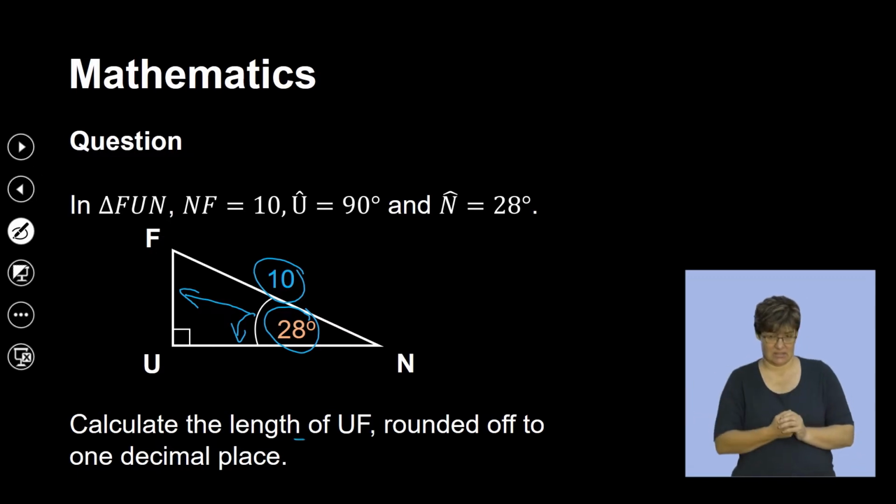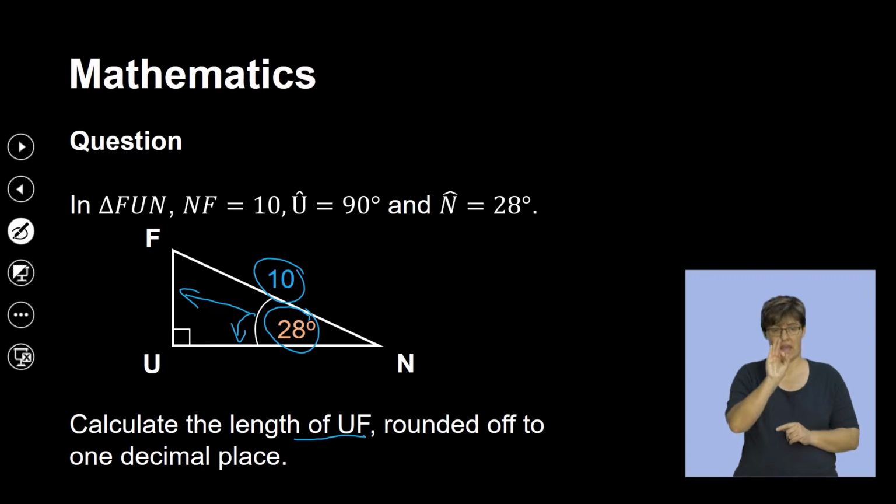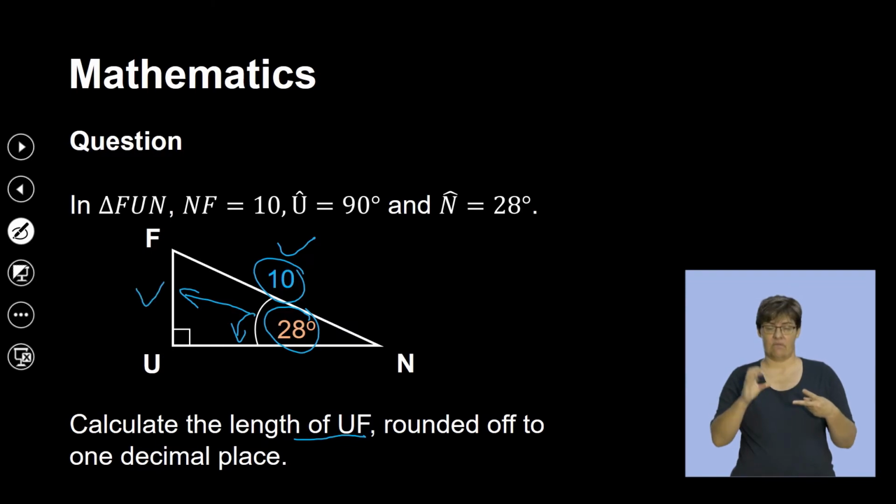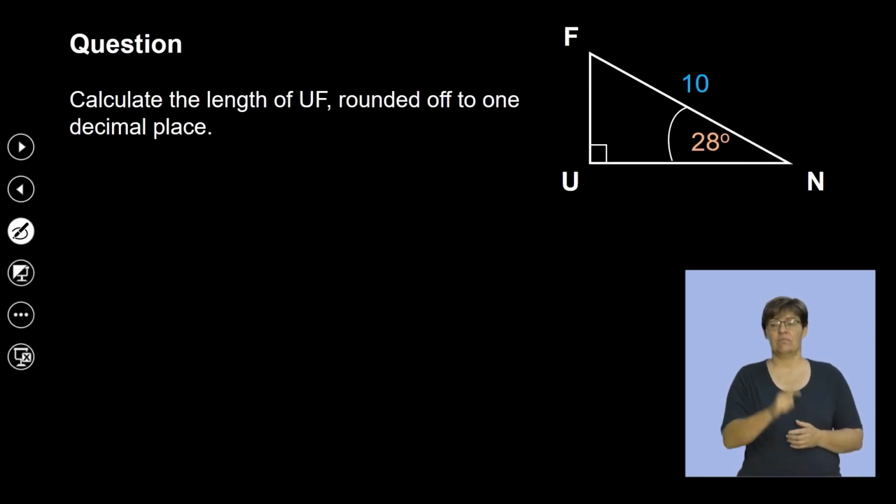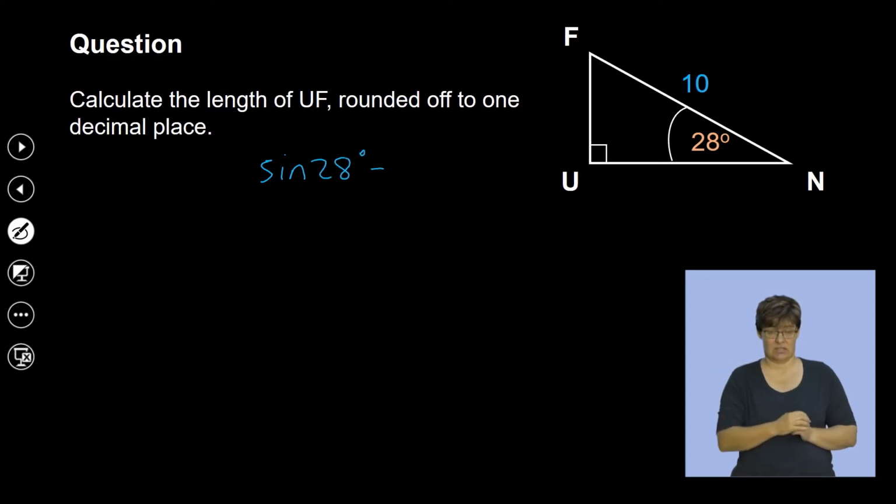The question wants us to find the length of UF, right? Rounded to one decimal place. So UF will then be the opposite side. So remember, I have the hype, I have the opposite, or I'm looking for the opposite, I have the angle, then my ratio will be the sine ratio. So to solve this, I will then use the sine ratio because of everything that I have. So this will be sine 28 degrees, which is equals to the UF, which is opposite, remember that, over 10, which is the hype. And then I'm trying to find the UF.